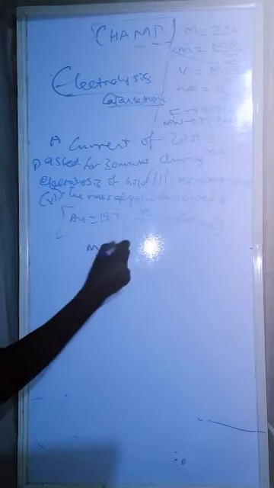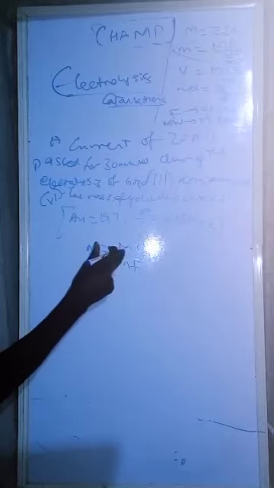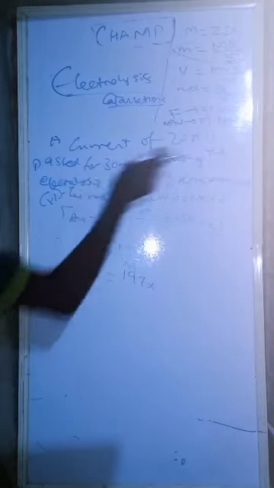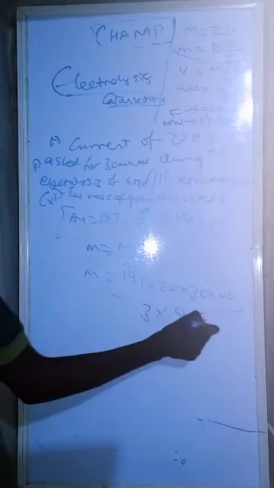So yes, let's go. You've been given your current, this is your time. Then the mass, M is equal to what? MQ over NF. M is equal to, what's your molar mass? 197. What's your Q? I times T. What's I? 20 times, what's time? 30 times 60. Over, what's N? I told you gold is 3. They will give you that in the formula. What's F? 96,500.